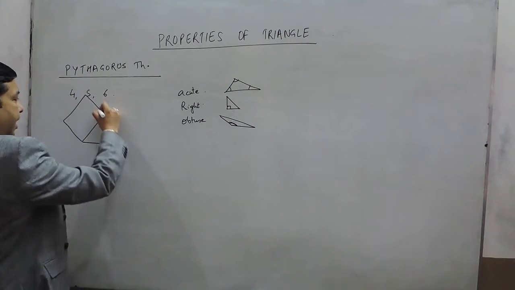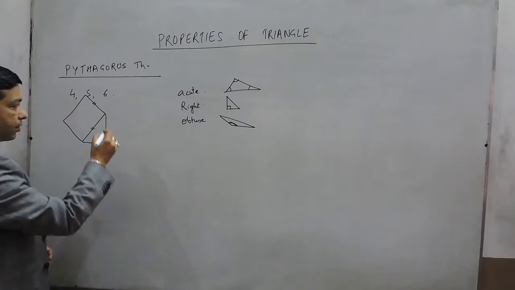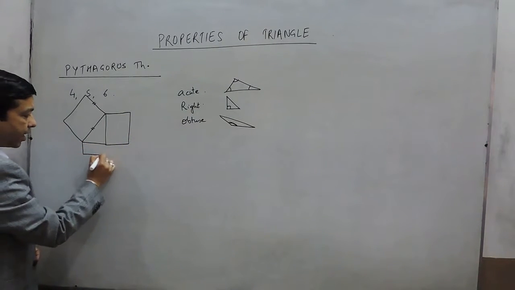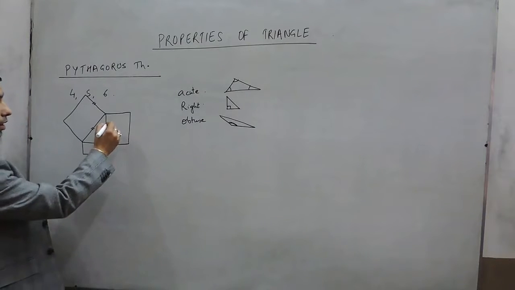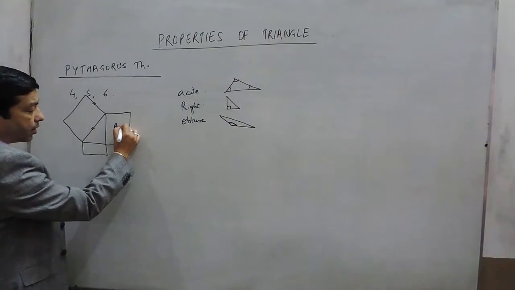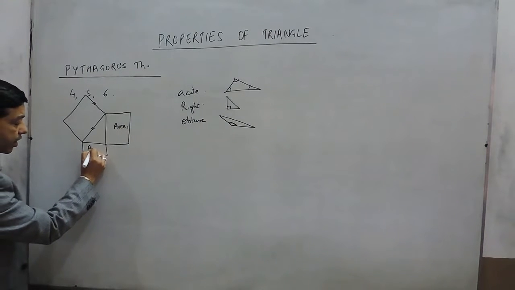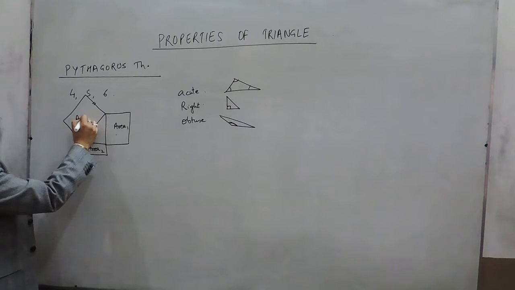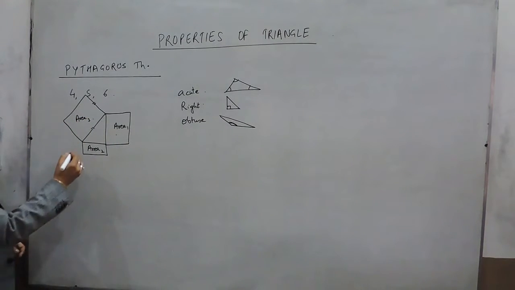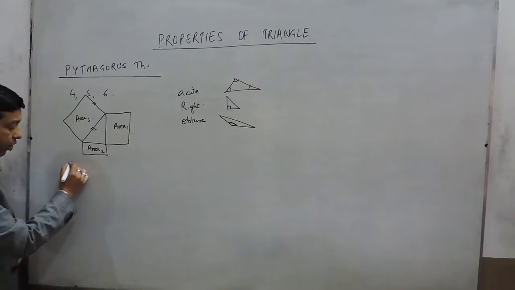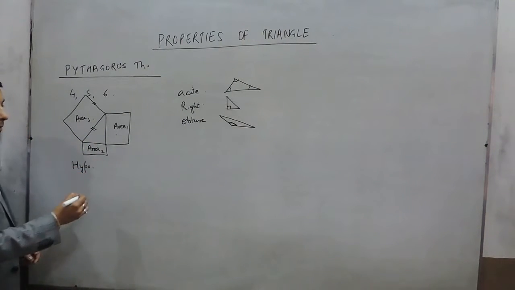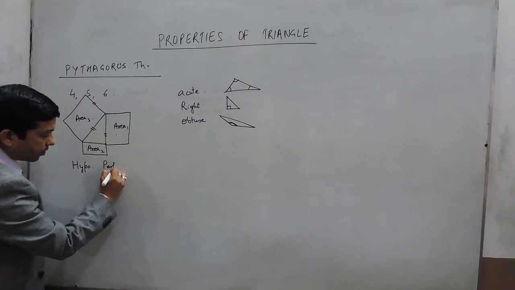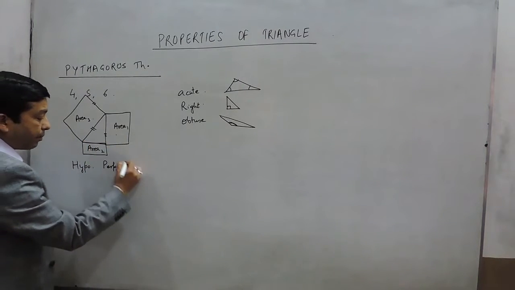on this side and this side, where the lengths of both sides are equal, we take a square on this side and we take a square on this side. Then the sum of the areas of these two squares is equal to the area of this square. This side is known as the hypotenuse, this is known as the perpendicular, and this is known as the base.